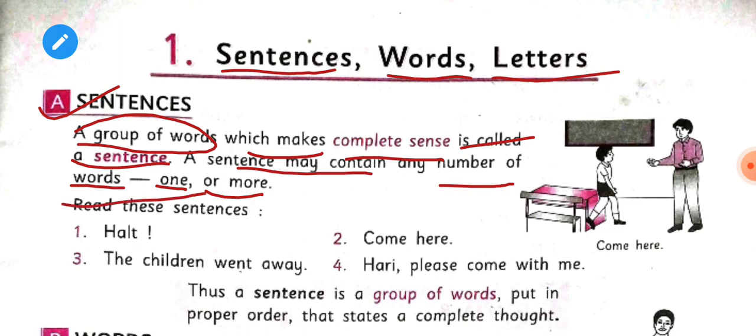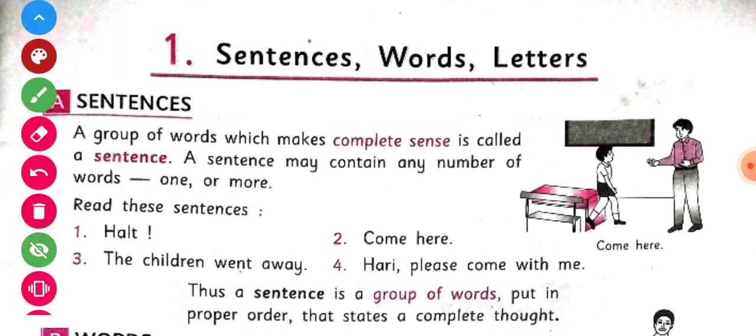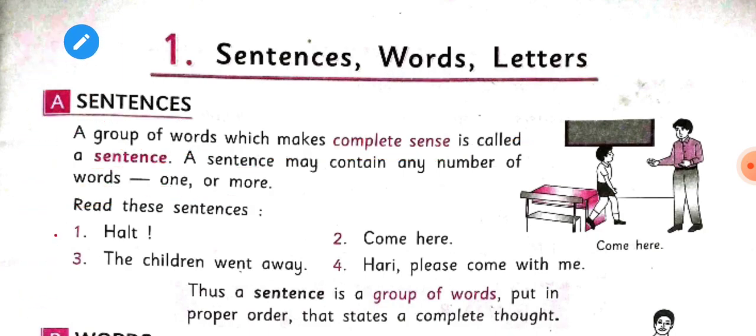Read these sentences. The very first sentence is "Halt," and the second one is "Come here," and the third one is "The children went away," and the fourth is "Hurry, please come with me." Children, these all four are sentences, and thus a sentence is a group of words.